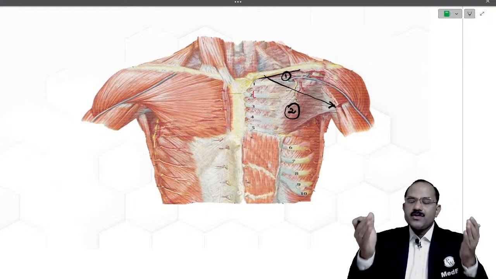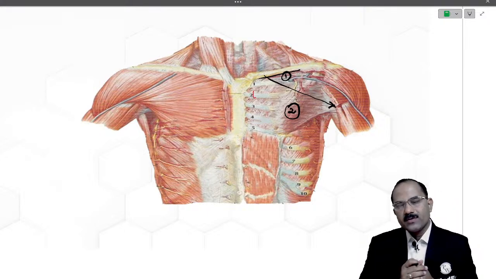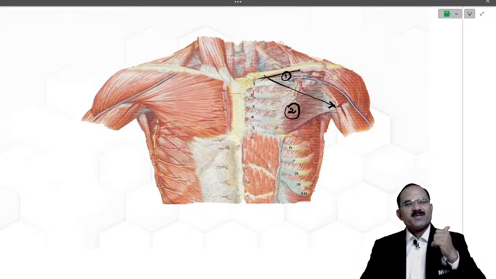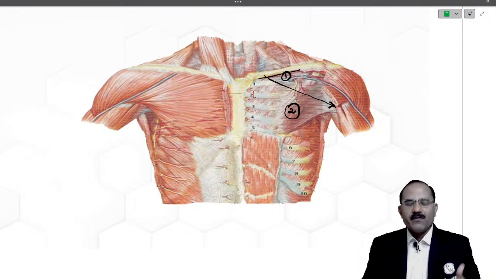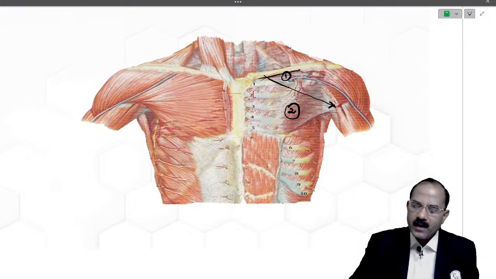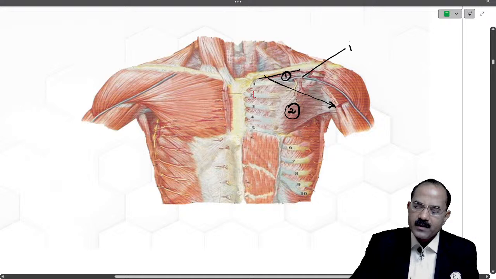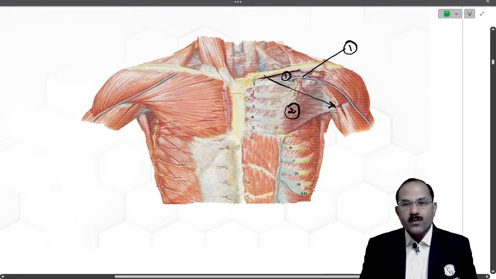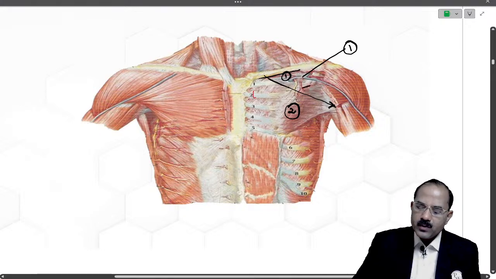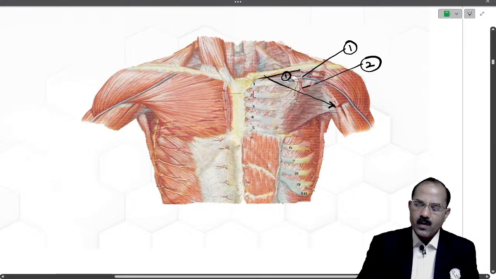And what are the structures piercing the clavipectoral fascia? I'll just point it out for you. Number one, what is this vein? The cephalic vein. Number two is this artery here. What is this artery here? That's the thoracoacromial artery.